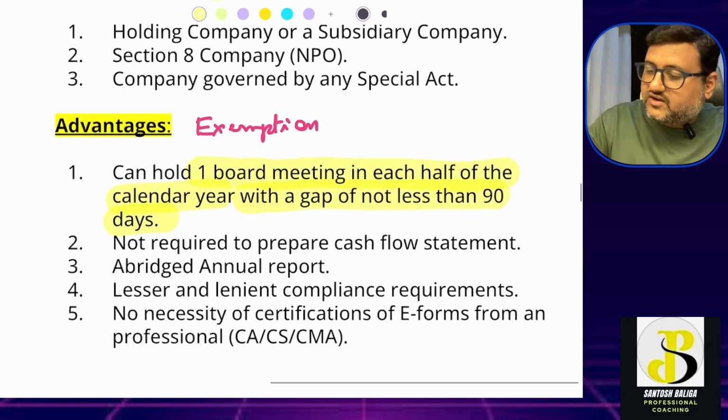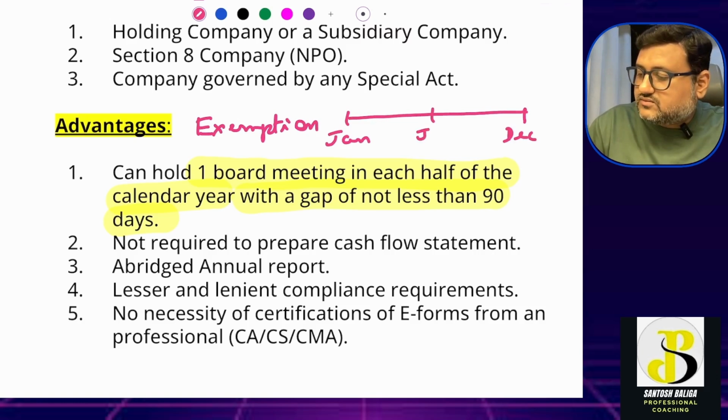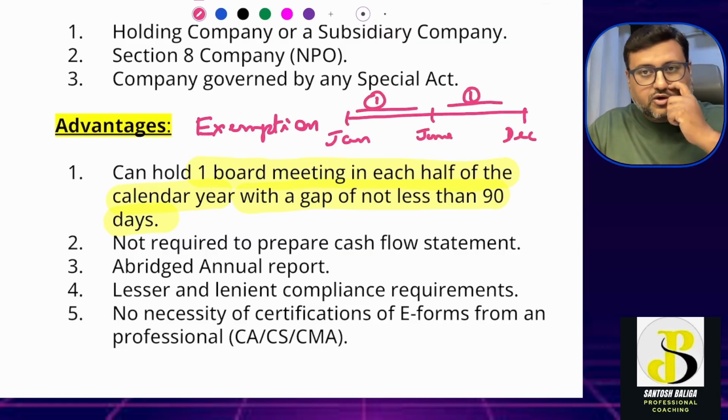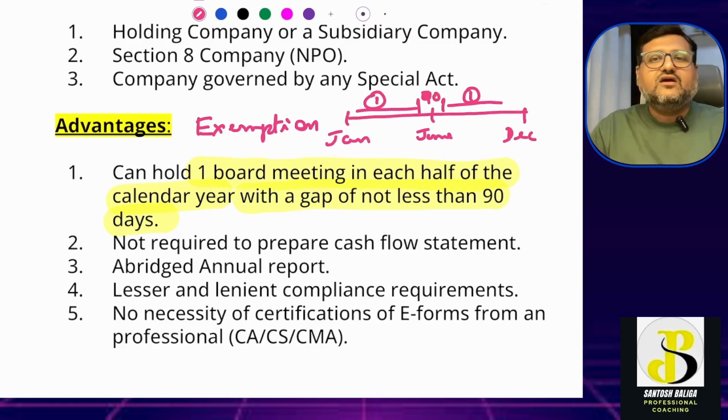That means, say we are speaking about a calendar year over here. Jan to December is a calendar year. Within this, up to 30th June is the first half, and this is the second half. Over here you can do 1 board meeting, over here you can do 1 more board meeting. So 2 board meetings in a calendar year, and there shall be a gap of at least how much? At least 90 days between each of the board meetings. Okay, so the first point is clear.